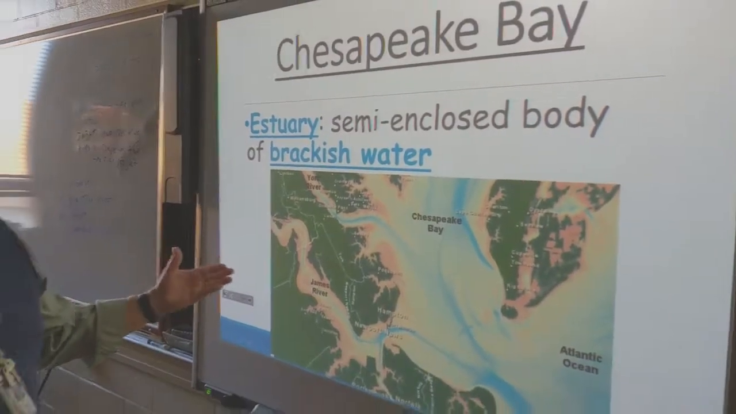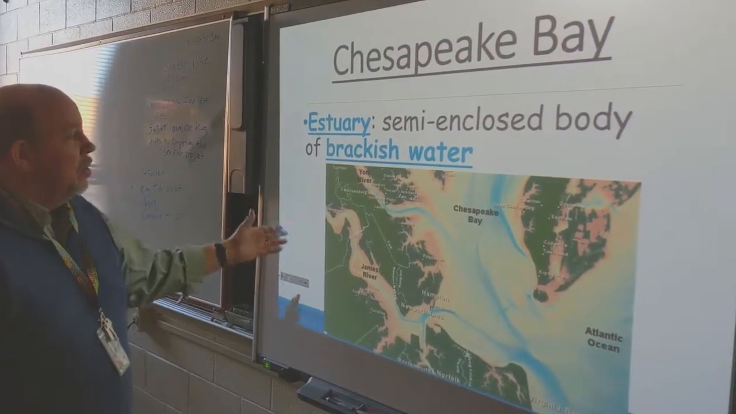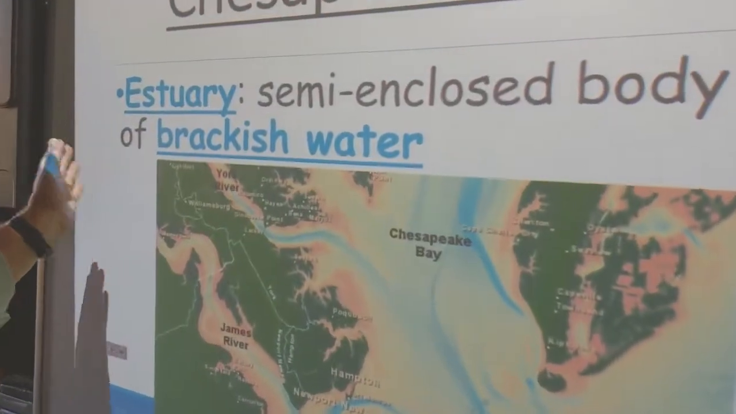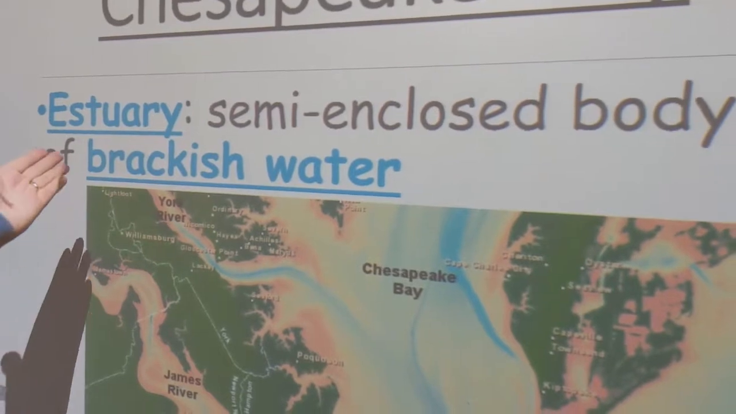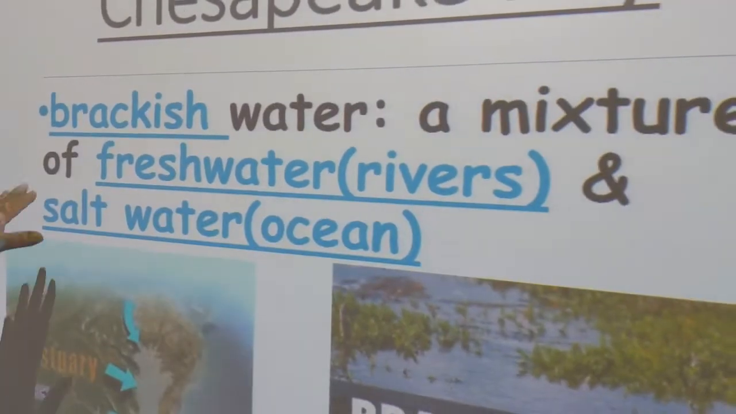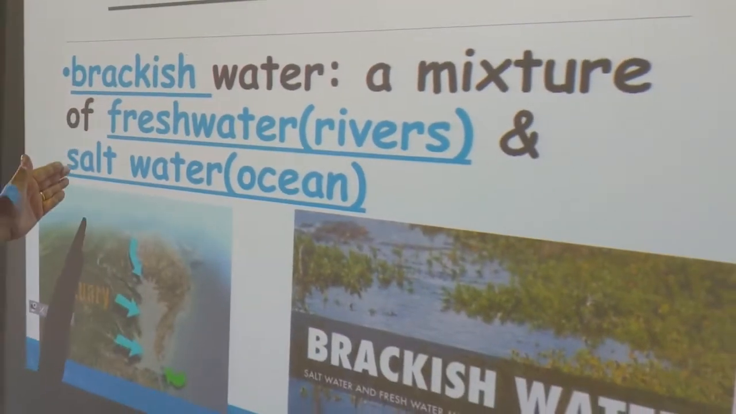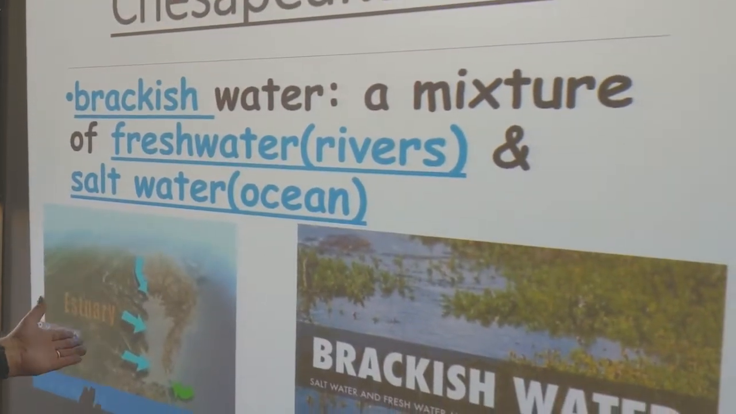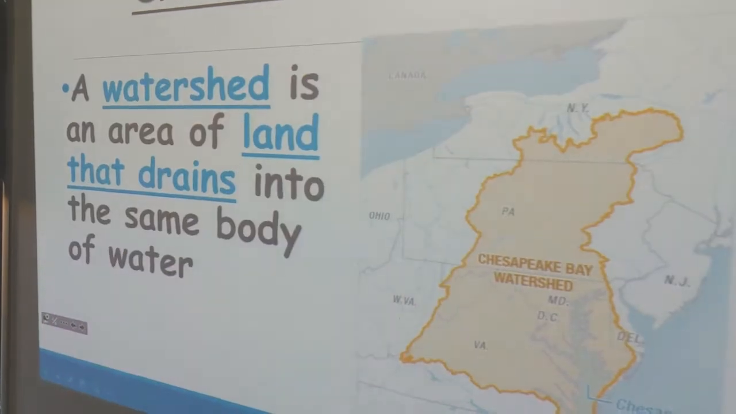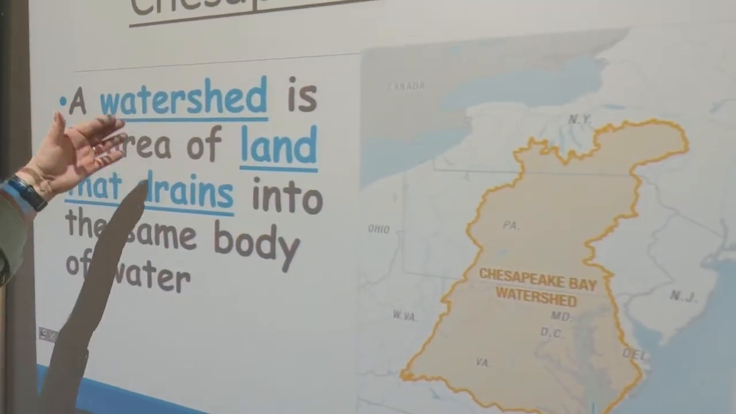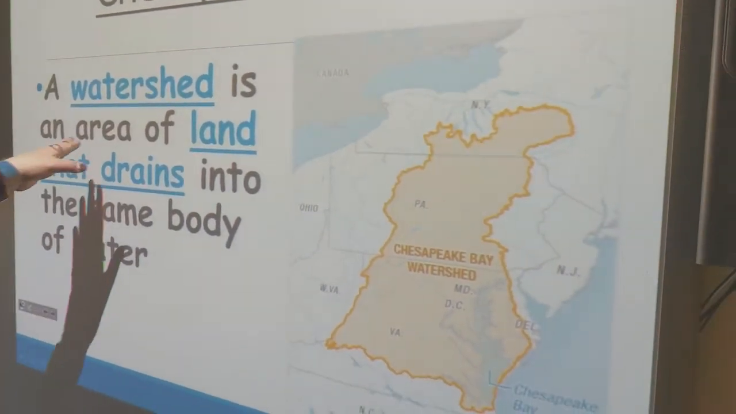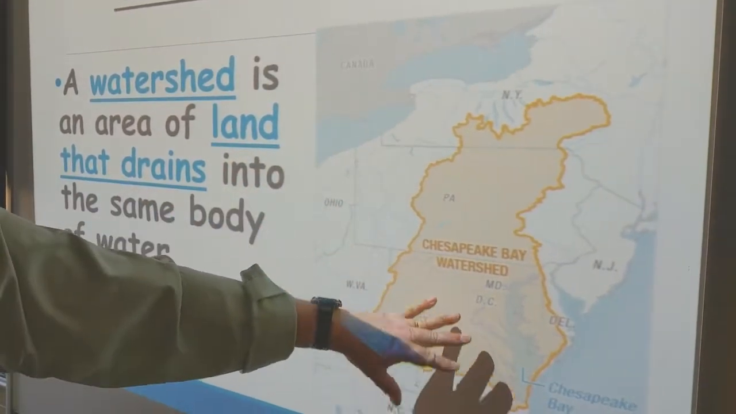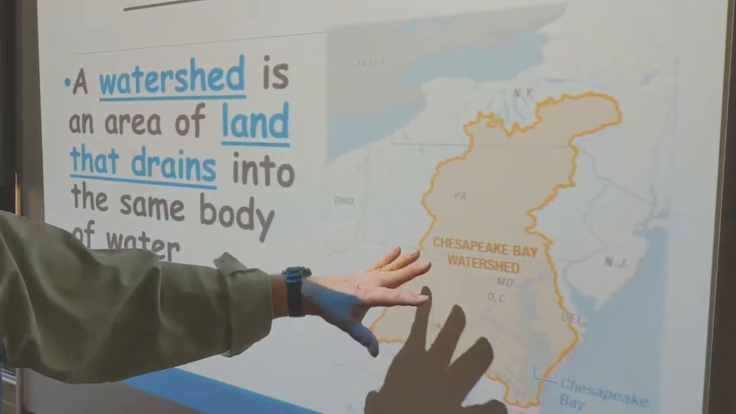Okay guys, you know a couple of questions about the Chesapeake Bay. We know the Chesapeake Bay is an estuary. The definition of an estuary is a semi-enclosed body of brackish water. What is brackish water? Brackish water is fresh and salt mixed together, the fresh coming from the rivers and the salt water coming from the oceans. A watershed. The Chesapeake Bay is a huge watershed, which means it's an area of land that drains into the same body. So all of these rivers that flow into the Chesapeake Bay are called watersheds.